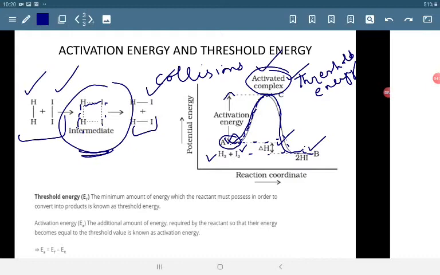So here, this is the intermediate stage at which there is weakening of bonds between the reactants and the formation of new bonds in the products. This intermediate has partial reactant and partial product character, and this is also called the activated complex. Now, what is threshold energy?